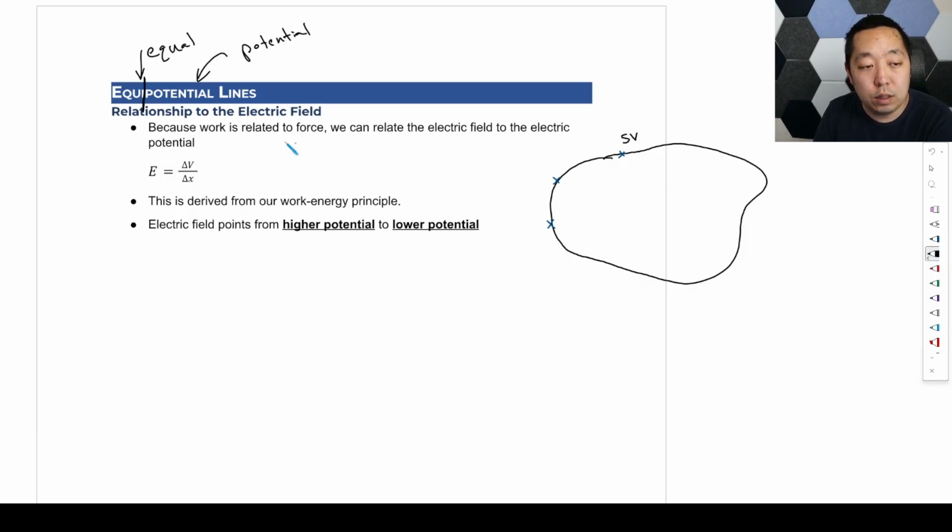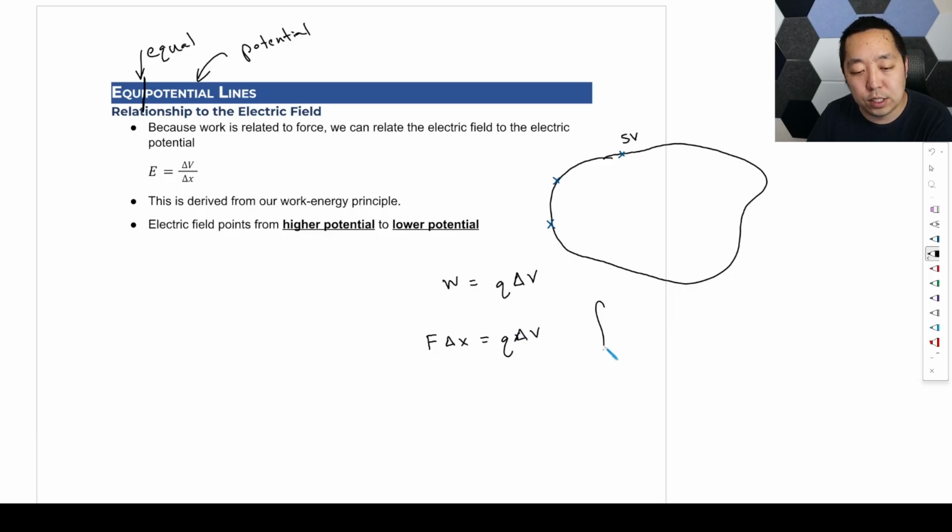Now, a couple of things that we're going to derive here: the relationship to the electric field. Because work is related to force, we can relate the electric field to the electric potential, and it's derived from our work-energy principle. So let's think about why that is. Remember, the work we do is going to be Q times delta V. Depending on if you're doing the integral form or the differential form, it's force times the displacement equals Q delta V.